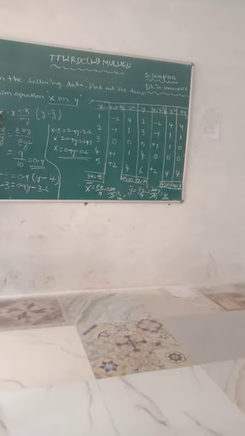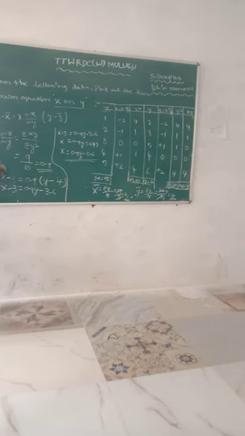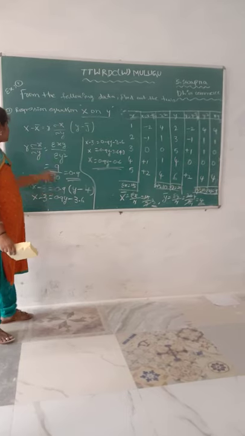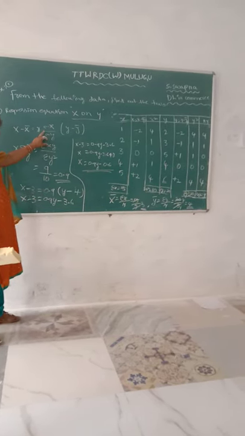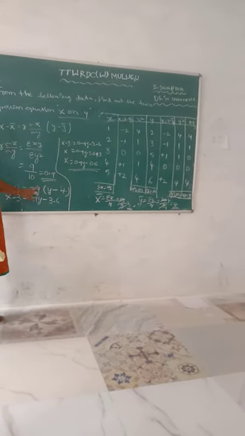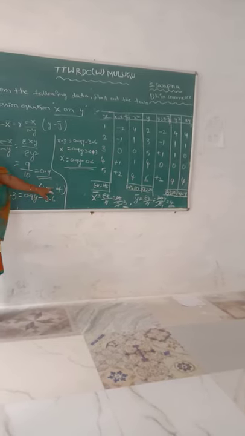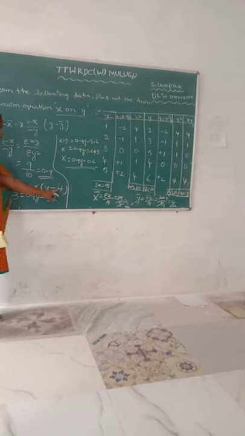And the equation: x minus x bar. X bar means 3, is equal to coefficient of regression 0.9 into y minus y bar. Y bar means 4. Okay.